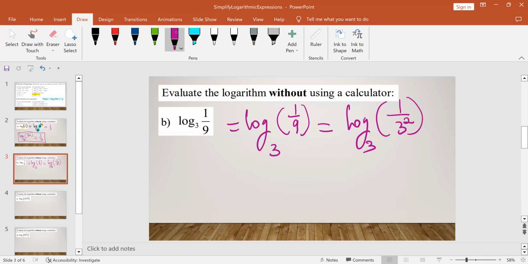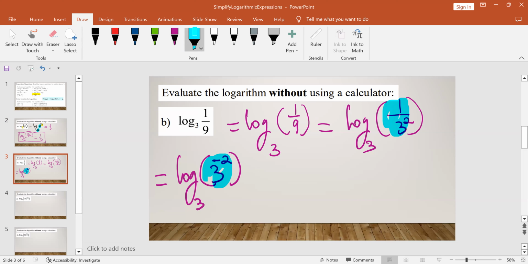Now we continue. This is the same as the logarithm with base 3. The 1 over 3 squared is the same as 3 raised to the negative 2 power. Yes, that is another property of exponents I'm using. So logarithm and exponent are related. 3 raised to the negative 2 power is the same as 1 over 3 to the positive 2 power.